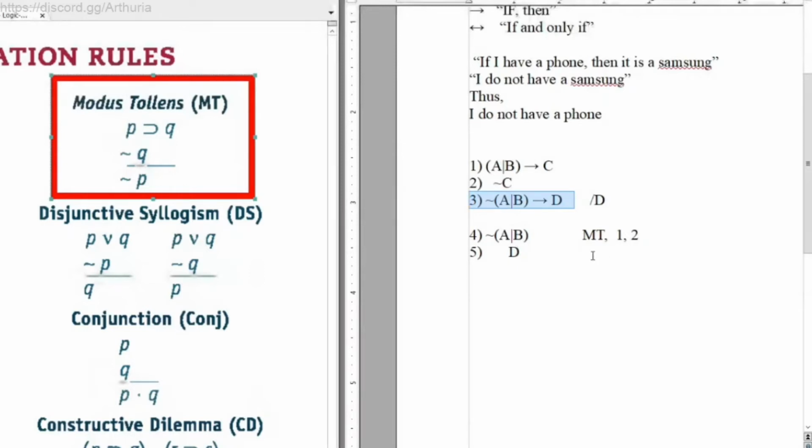MT, 3, 2. The problem is not C is not the right side of the if-then statement. So we can't apply MT because MT says we need the negation of the right side. I think we could do a modus ponens with 3 and 4. That is correct. We can do a modus ponens with 3 and 4. That's what you meant by combination. Correct, good job.